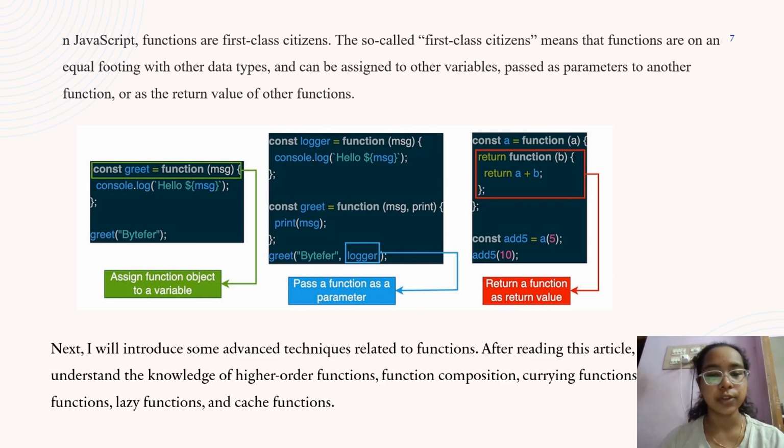Assign a function object to a variable, pass the function to a parameter, return a function as a return value. First class citizen. These are first class citizens. Next, I will introduce some advanced techniques related to functions.